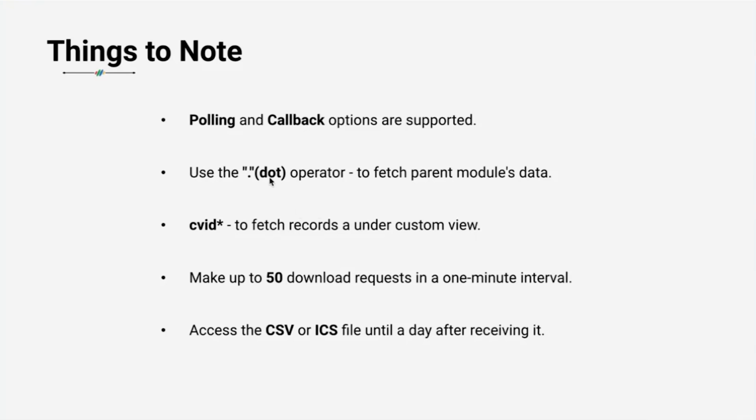Like I said, this API supports the dot operator to fetch parent modules data, and you can also fetch records from a custom view. Let's say you have initiated a bulk read job maybe 50, 60 times. You can make up to 50 download requests in a 1-minute interval, which means you can use the download API up to 50 times in a 1-minute interval. Once you have the zip file containing the CSV or the ICS file, you will be able to access it for a day after it is received, which means it is available for 24 hours.